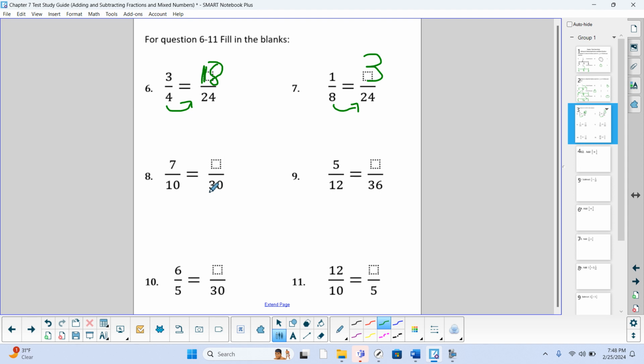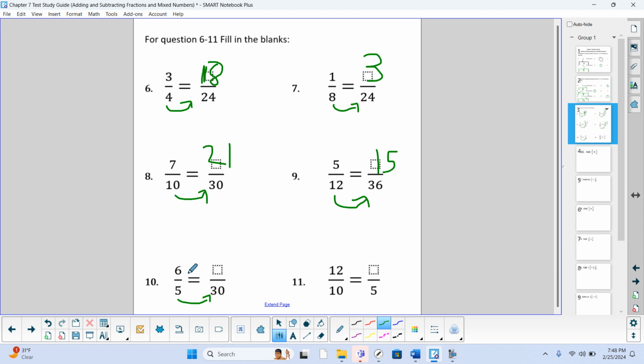To go from 10 to 30 in my denominator, multiply by 3, so I would take the numerator, 7, multiply that by 3, and get 21/30. To go from 12 to 36, I would multiply by 3, so the equivalent fraction would be take the numerator 5, multiply that by 3, and that gives me 15/36. To go from 5 to 30 in the denominator, I'd have to multiply by 6.